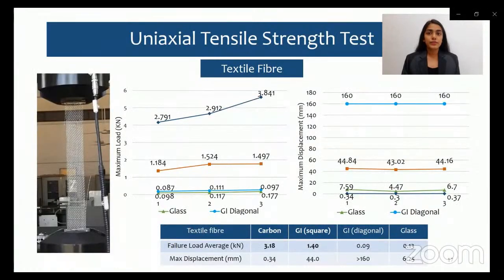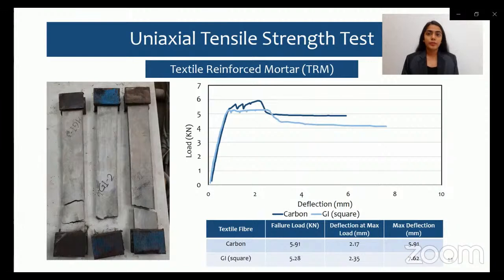From the uniaxial tensile strength test of fiber, we found that carbon and square-oriented GI fiber have more tensile strength compared to other textile fibers. Carbon fiber appears to have minimum deflection and maximum tensile strength, 2.3% higher than square-oriented GI fiber. Carbon and square-oriented GI fiber were used as reinforcement in the uniaxial tensile strength test of TRM. From the graph, it is seen that the failure load of carbon fiber TRM is slightly higher than GI fiber. GI fiber TRM had more deflection compared to that of carbon fiber.